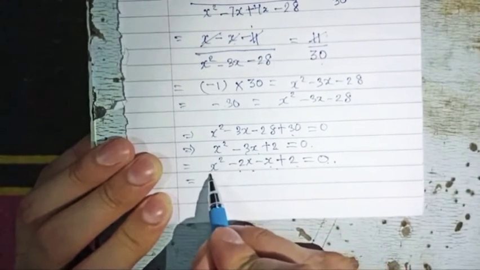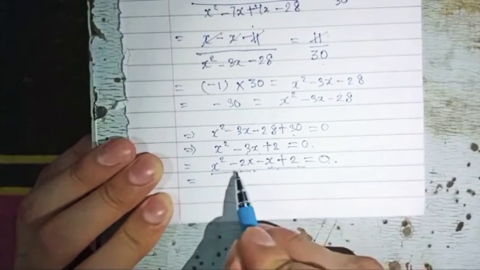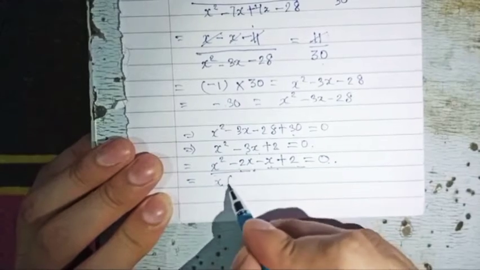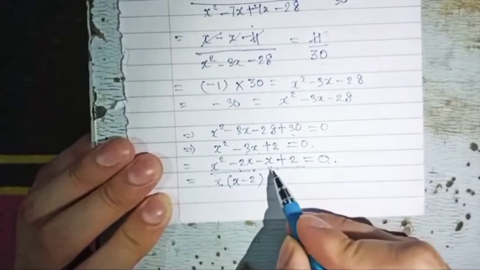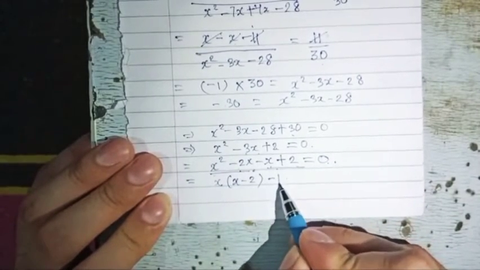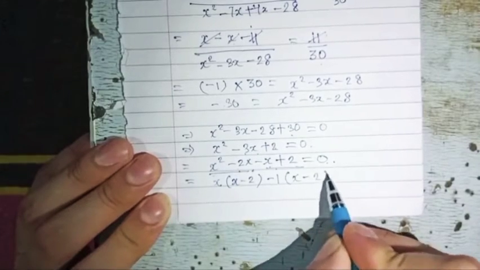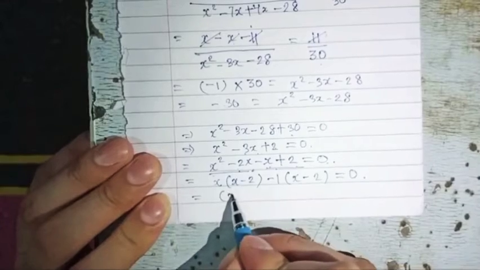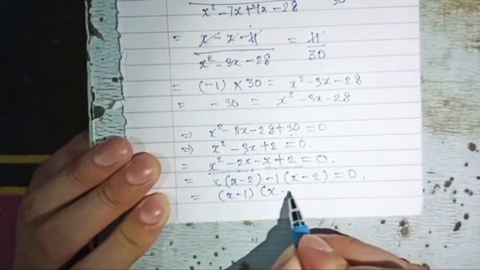Now taking common between two terms. So x square minus 2x is there, so we take x common. So here x minus 2 will remain. And from this side we will take minus 1 common. x minus 2 will remain inside the bracket, that is equal to 0.